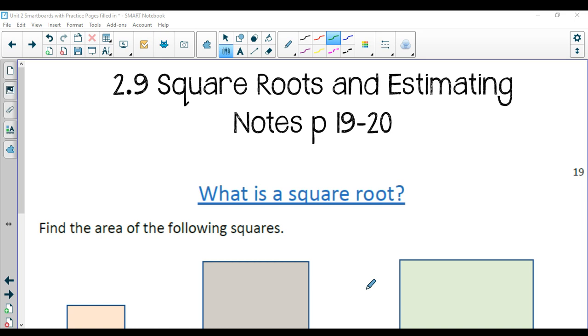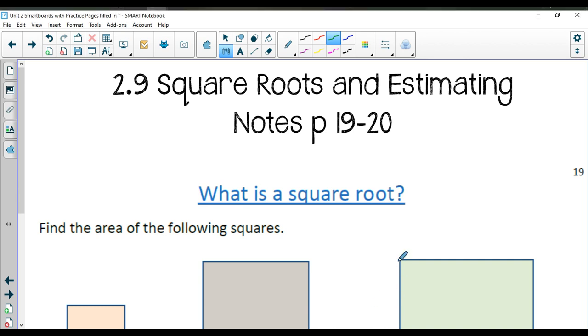Right, so this is lesson 2.9. This is talking about square roots and estimating. We are going to be allowed to use a calculator through this lesson. So if you have your calculator with you, awesome. If not, pause the video, go grab that. And we're going to be on pages 19 and 20 in your notes packet for today.